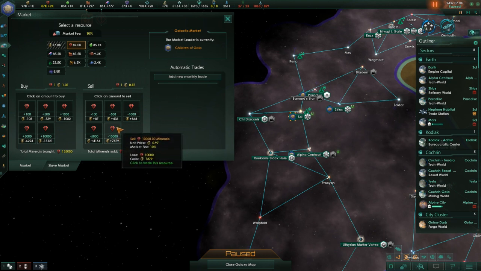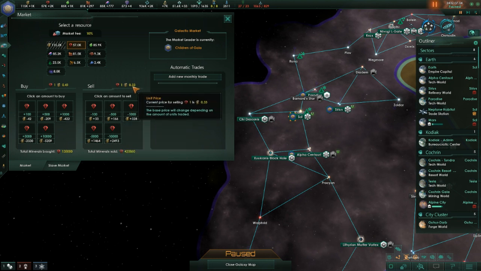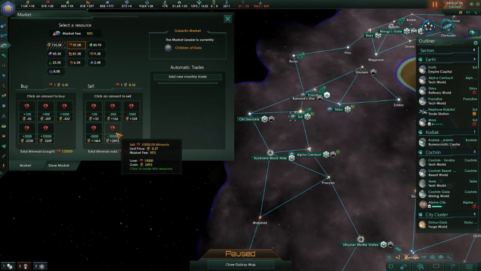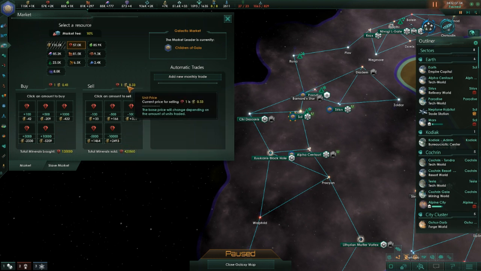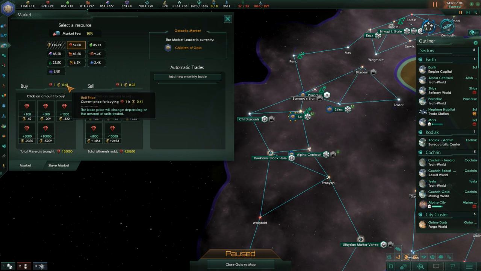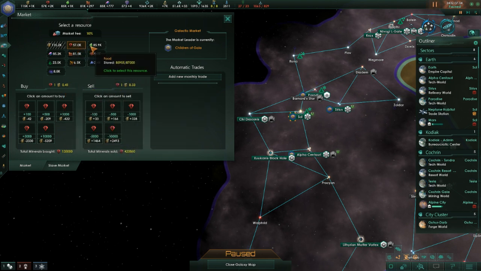So, I will go over here and I will sell 10,000 minerals. And I'll go from 0.87 to 0.69 to 0.51 to 0.33. So each time I sold it, as the market was flooded with minerals, they're not worth as much, which is why you want to buy and sell in bulk if you can manage. Then you look over here and you realize that it was over 1 per mineral when I was purchasing. Now it's at 0.41. So this is a system of purchasing and selling. That's minerals.